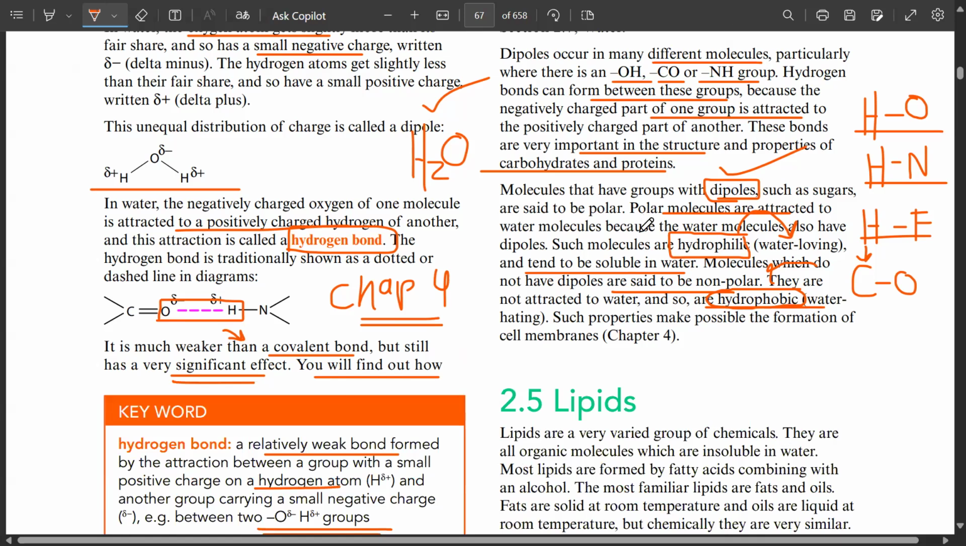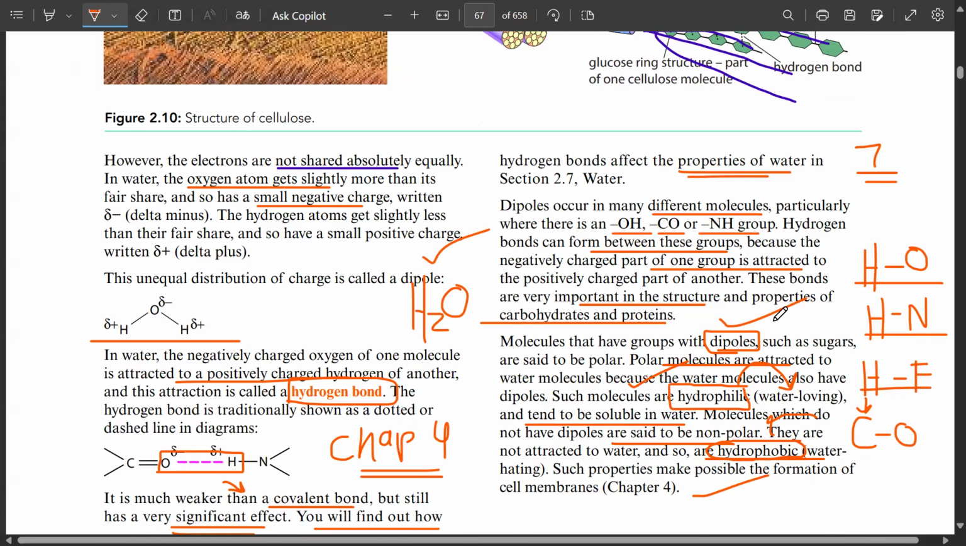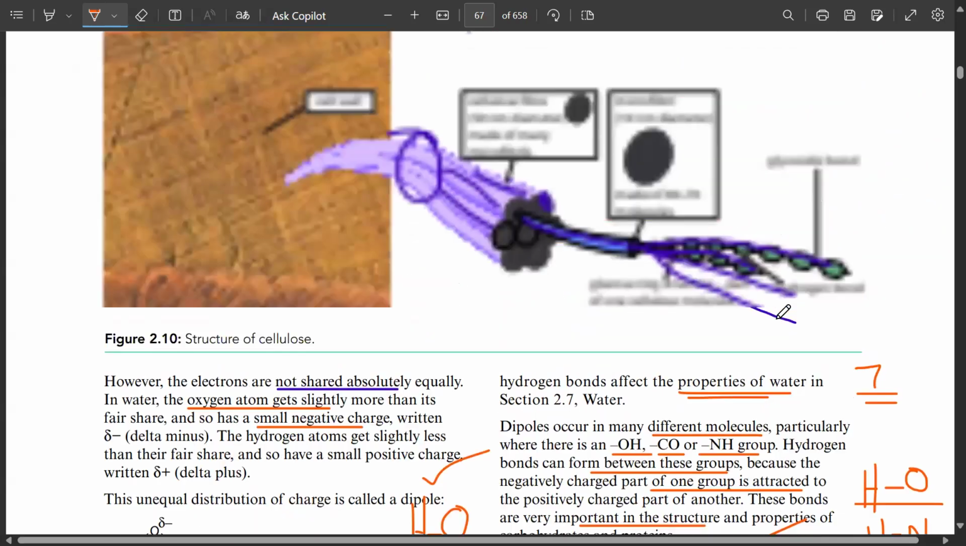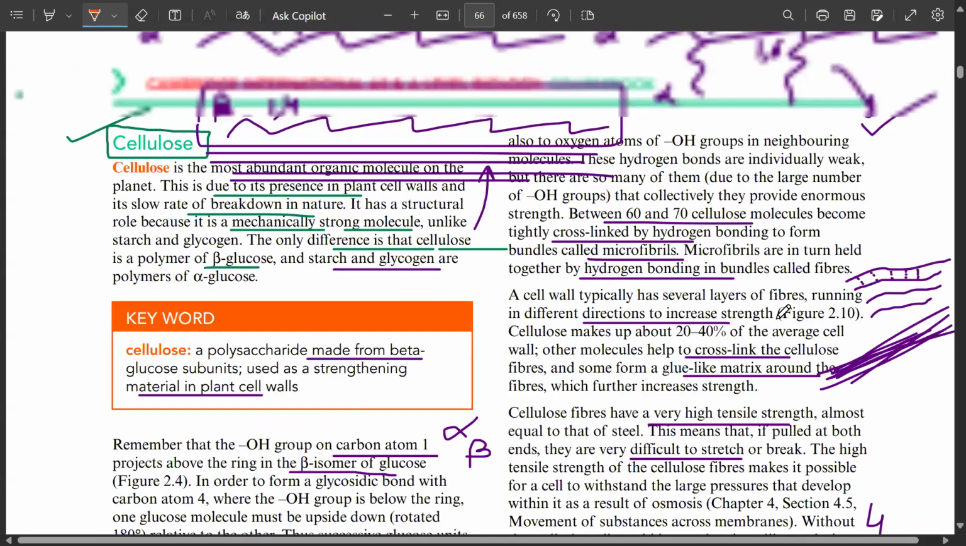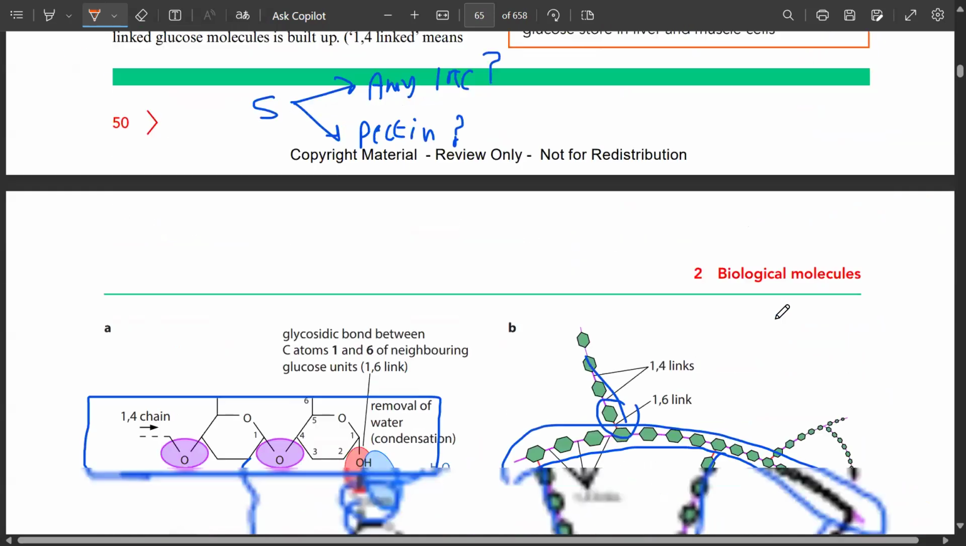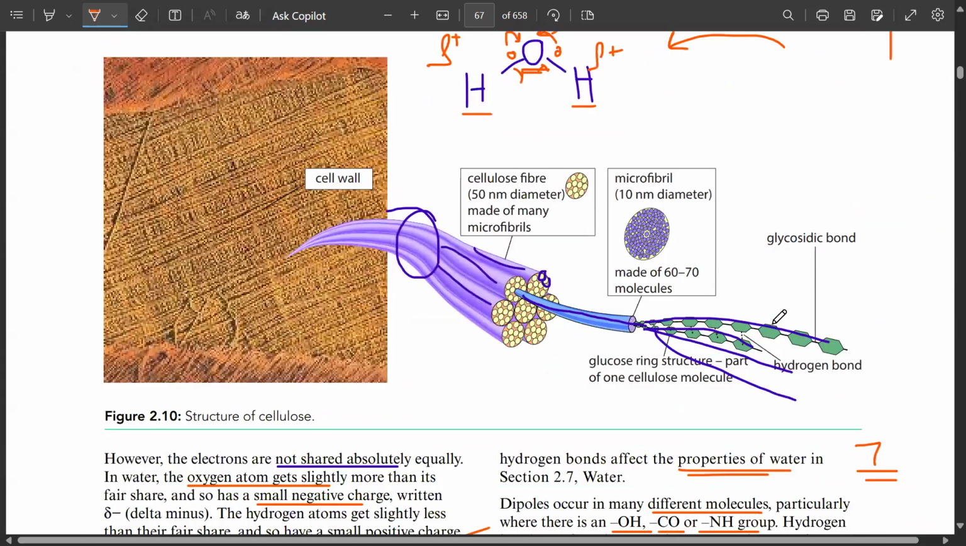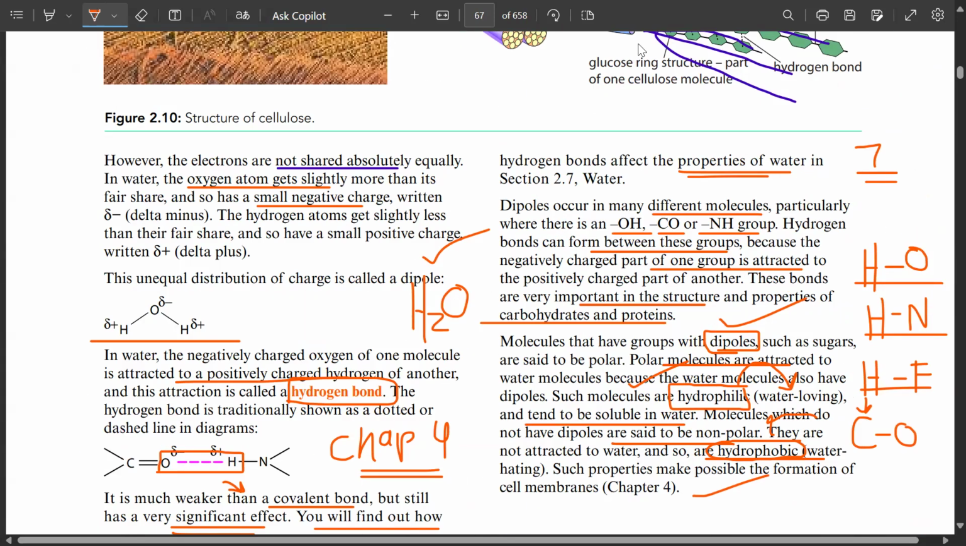And these two terms, hydrophilic and hydrophobic, are very important for your chapter 4, the cell membrane and transport. We are going to study these two terms again in that. And that is all for the carbohydrates. This was a big topic, including monosaccharides, disaccharides, and polysaccharides. Let me show you one more thing.